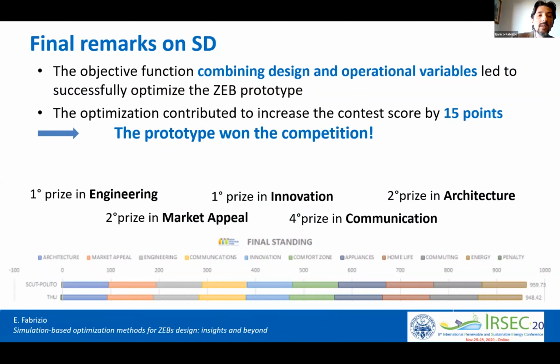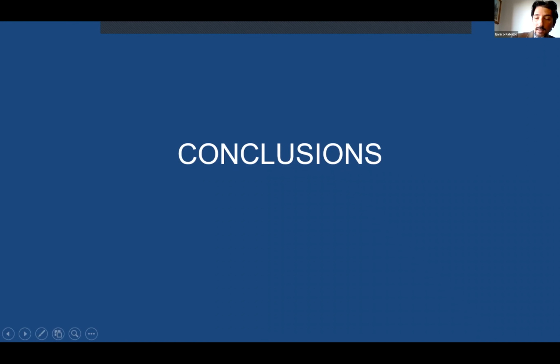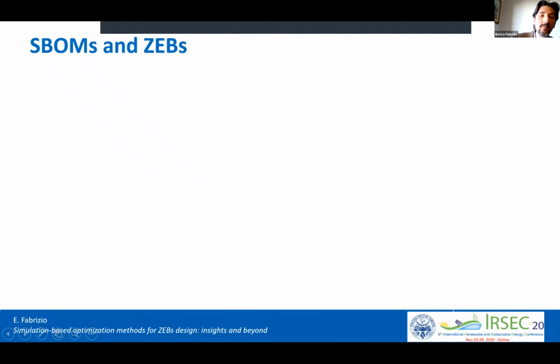It won the first prize also in the engineering contest, in the innovation contest, and in the other contests. So the simulation-based optimization was really able to drive to a better design and operation.